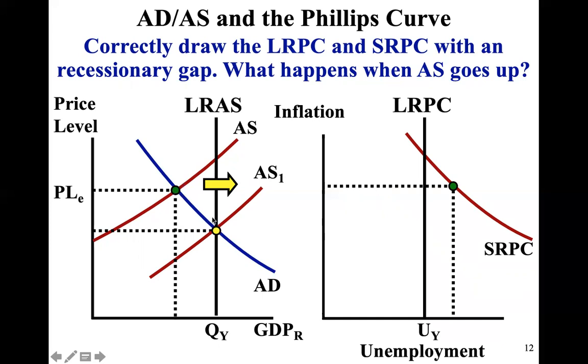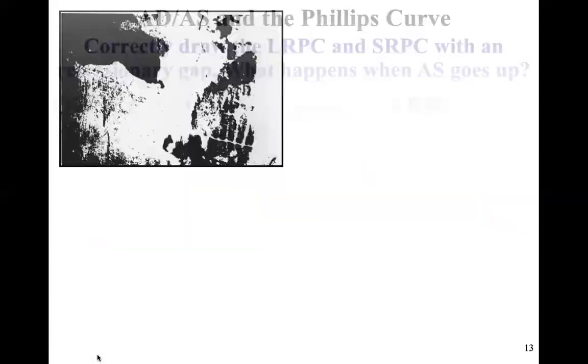What does the ASAD model show us? It shows us the price level decreased, which is a decrease in inflation, and GDP increased, which is a decrease in unemployment. So that must mean the SRPC must shift in to bring us back to that yellow dot at full employment. All right, so here's our old friend from week 1 of this class.